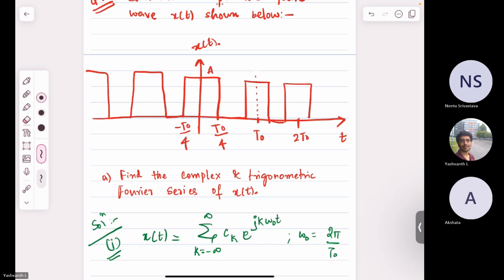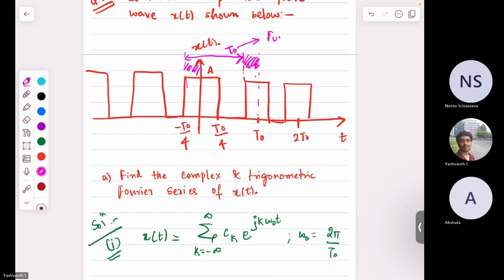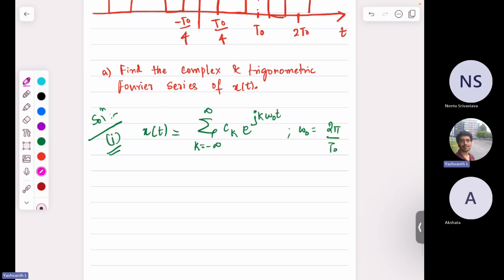Let me draw the fundamental period. This is your fundamental period, and this is precisely equal to t naught. Okay, basically this width is same as this width. That's why I shifted by left amount. So this is basically a fundamental period. And after every t naught, the signal repeats. So then what you have is omega naught equal to 2 pi by t naught. Okay. Then what remains is to find c_k.